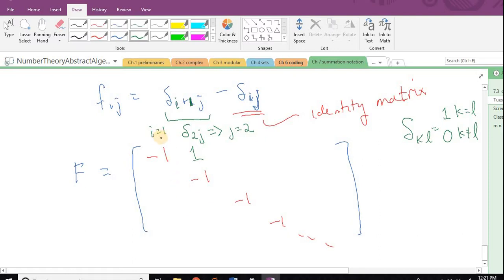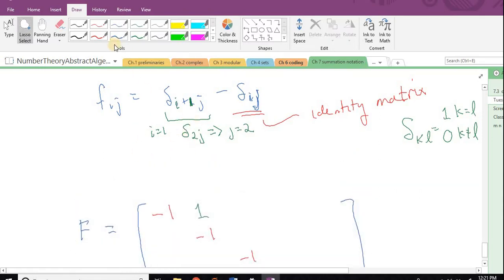Now how about when i equals 2? I'm not sure where I'm going to write this. Here, what I can do, I suppose, is take this down. I'll take this and move it down a little bit. Should be good.